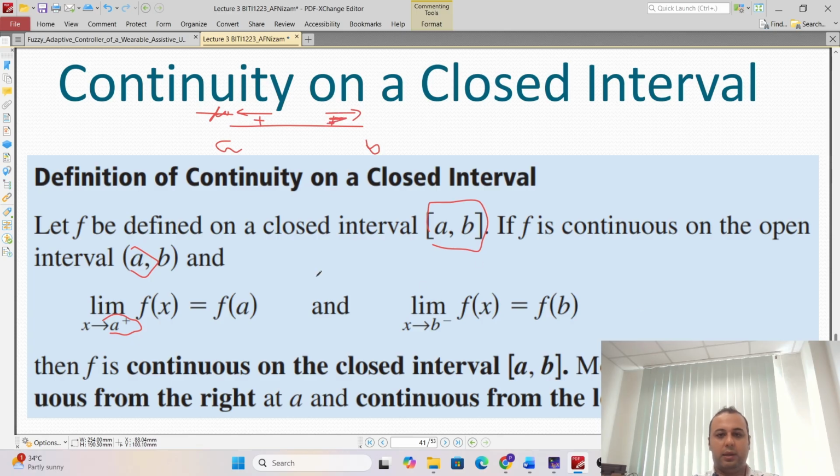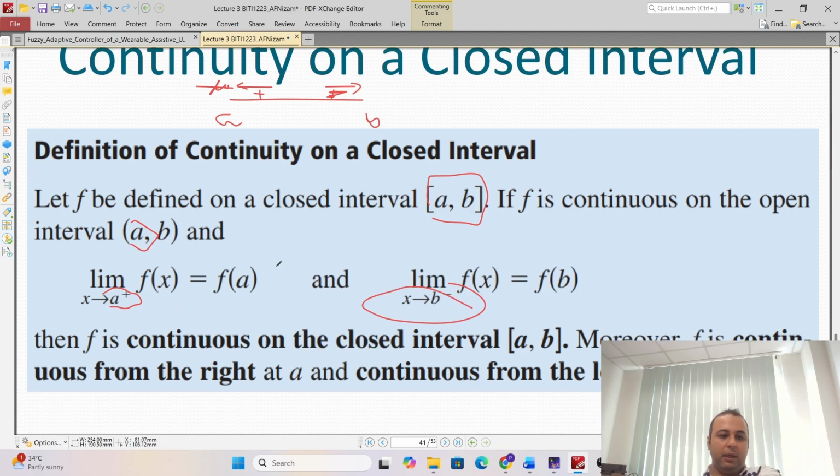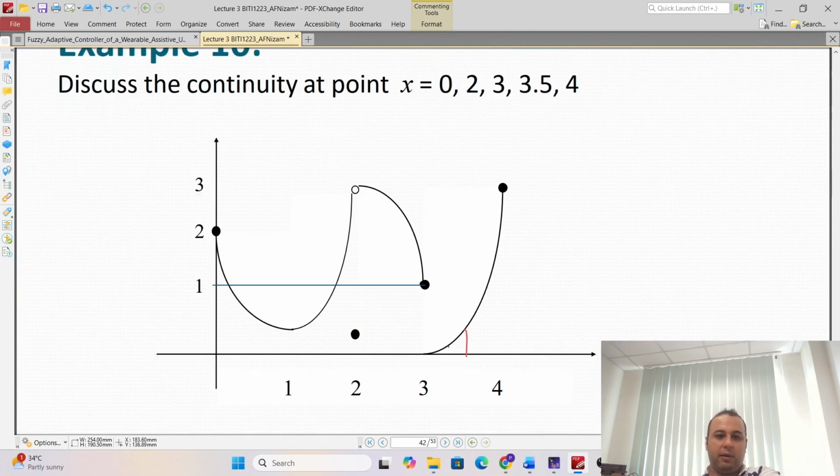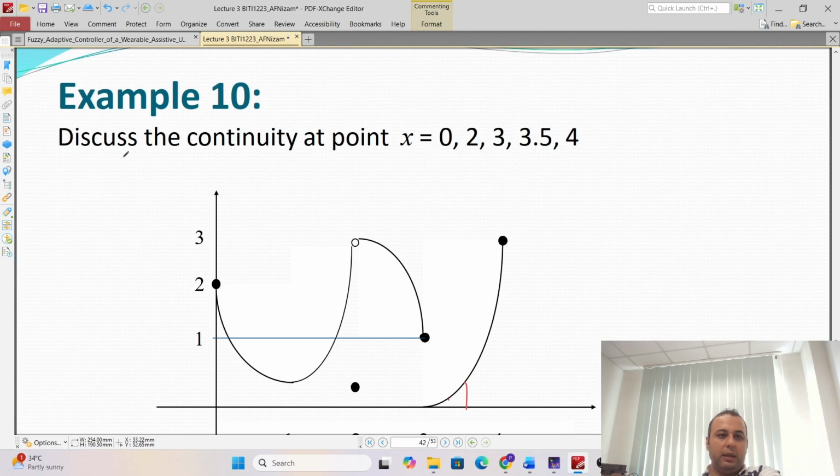So in that condition, f is continuous in the interval A and B. Then f is continuous on the closed interval. Moreover, f is continuous from the right at A and continuous from the left at B. Okay, let's see this example. We have this function.